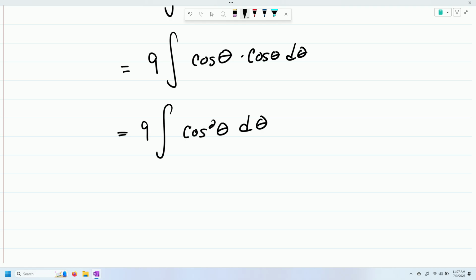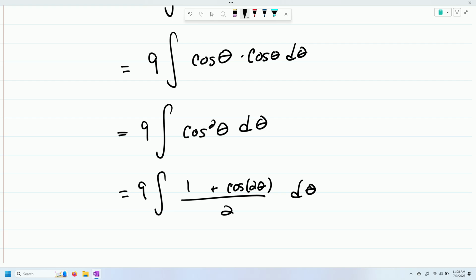Now, in the previous section, we learned how to integrate cosine squared theta d theta, which what we would have to do is change this to the integral of 1 plus cosine 2 theta all over 2 d theta. And then you'd have to integrate this accordingly using u-substitution and everything. But I'll leave that for you to do as an example.